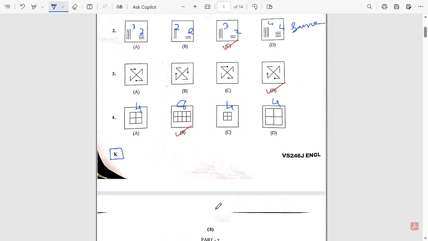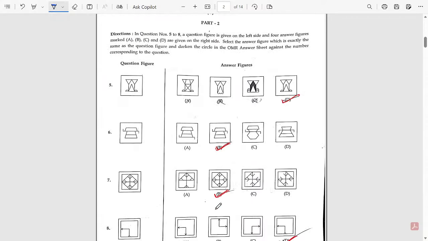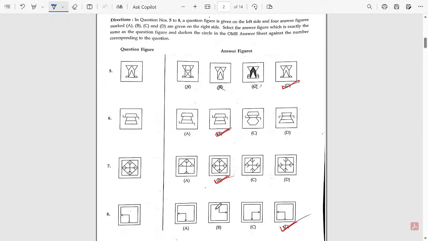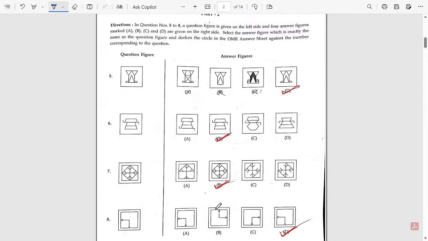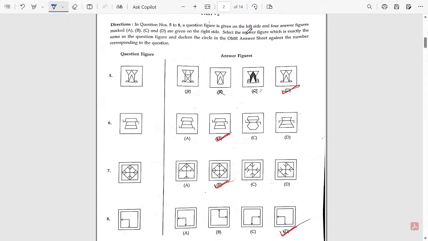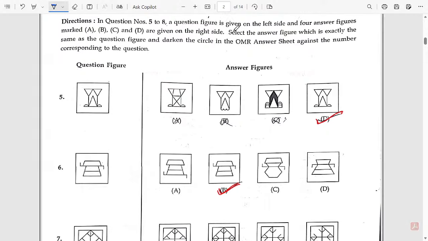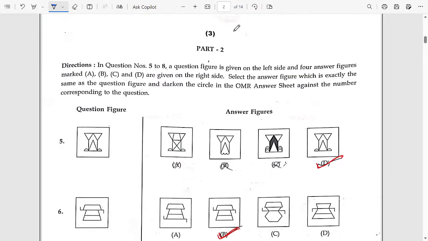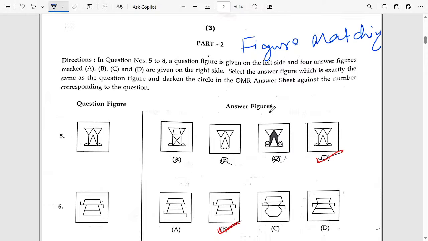Okay, good. So next, the second part. What is the second part? It is figure matching. So the second part will always be figure matching. We have to see which is the same figure here, and whichever is the same figure will be your answer.